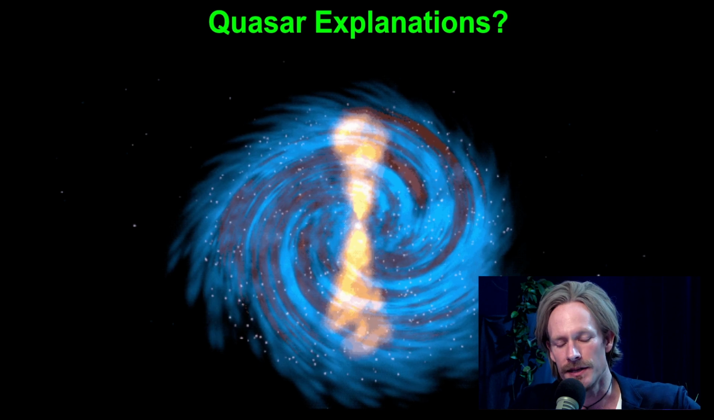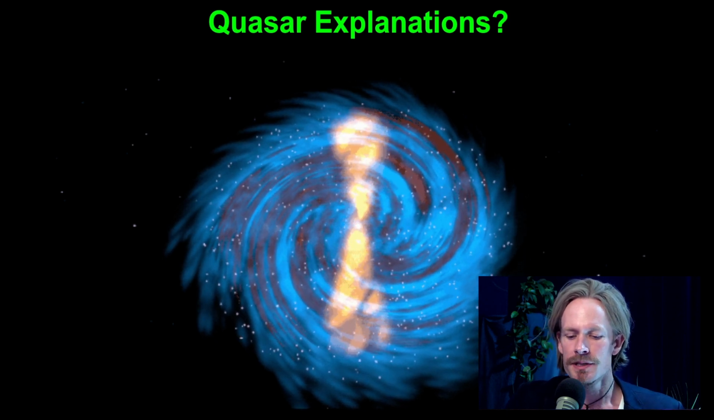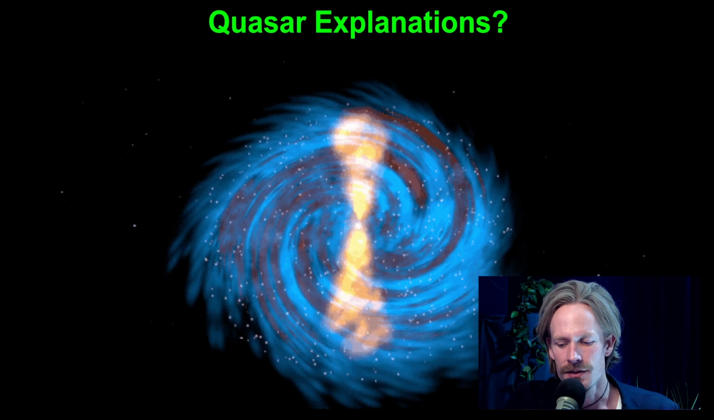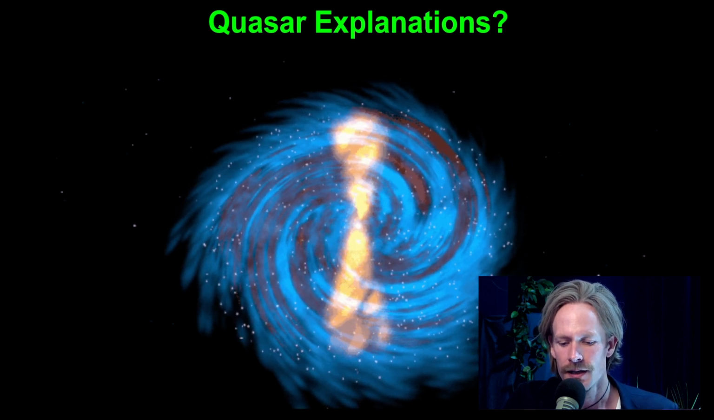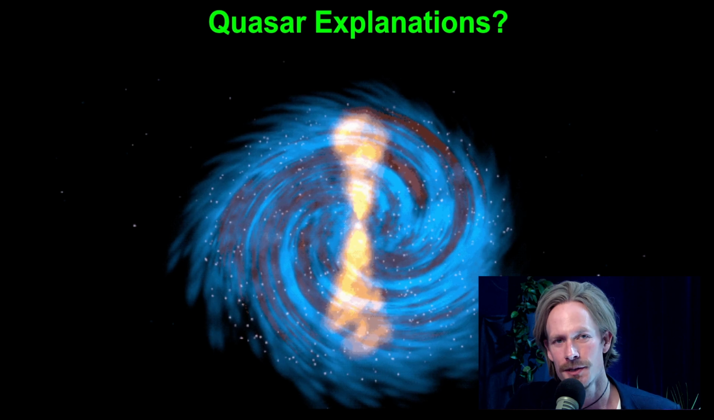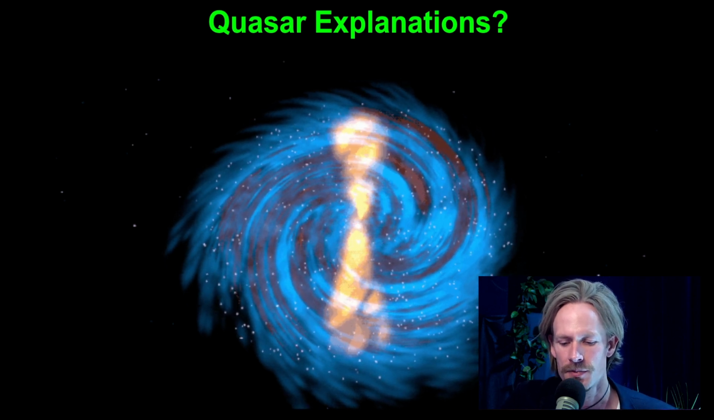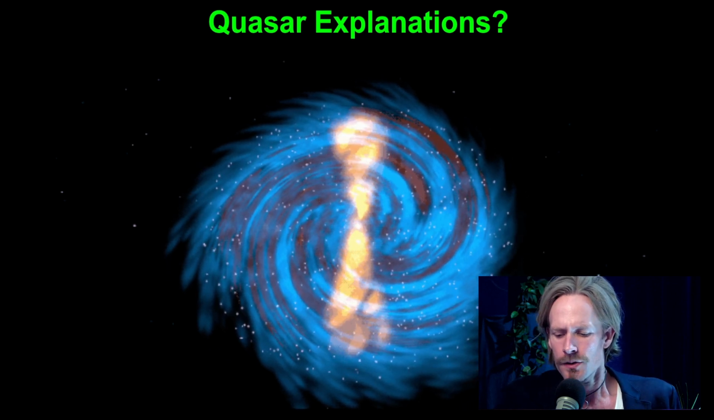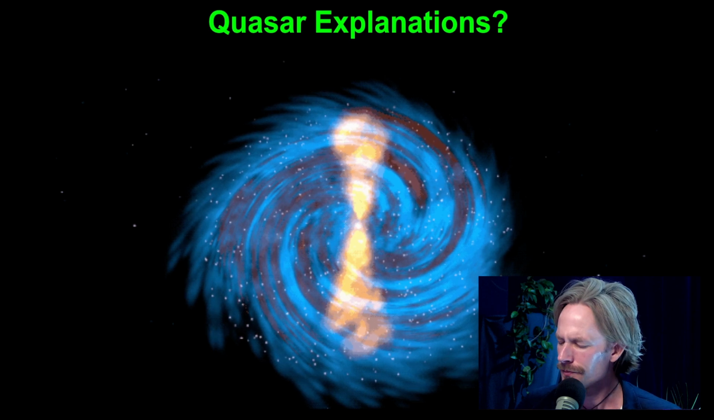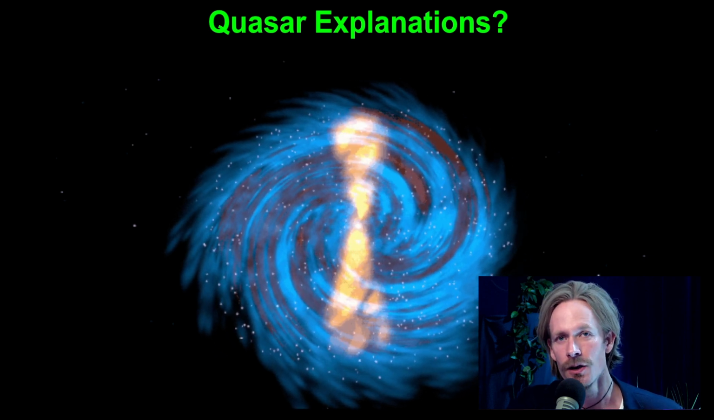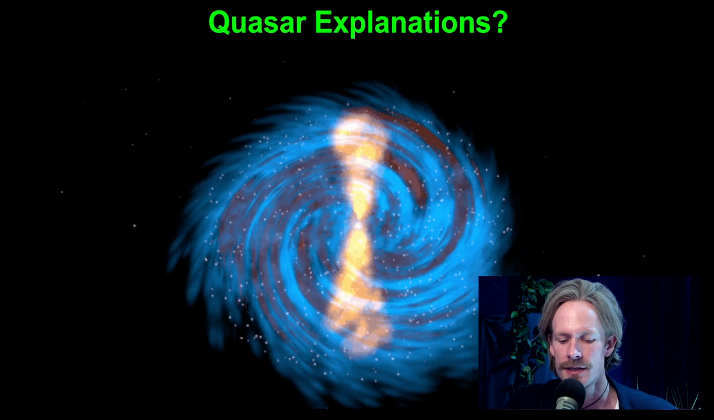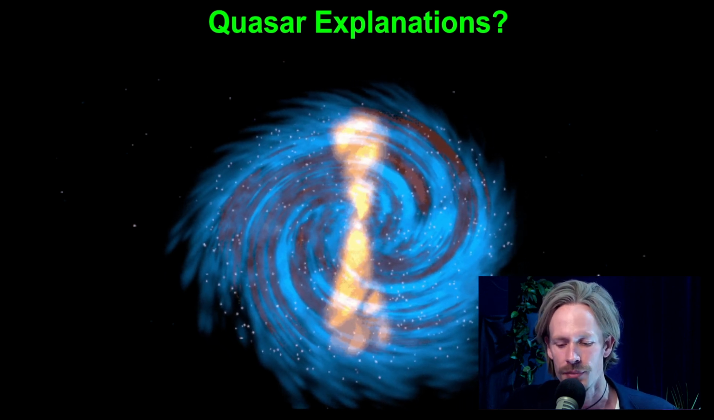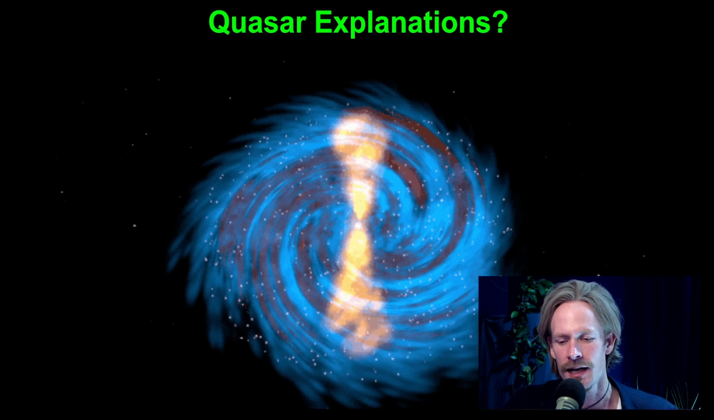So at this point, the textbook makes this claim. It was only as evidence of the existence of black holes accumulated that it became clear that only supermassive black holes could account for the observed properties of quasars and AGNs. So this is interesting because we know that the biggest elliptical and spiral galaxies all have these nuclear bulges. There's a lot of stuff going on at the center.